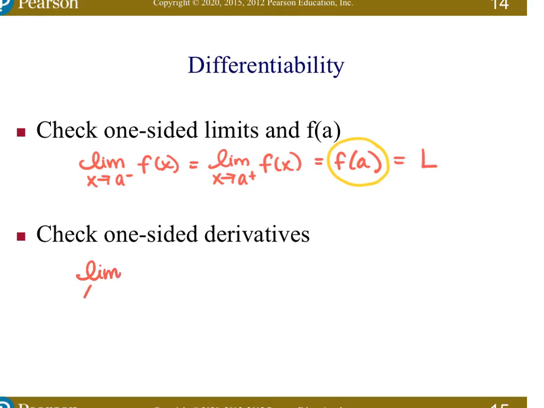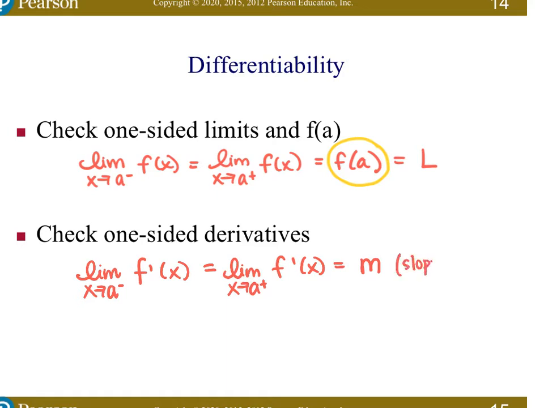In a derivative, you're still checking approaching a from the left, but this time you're checking f prime. And then you would also check the limit approaching a from the right of f prime. And the two of those things should be equal to the slope value m. So for checking the limits, there are three pieces to check that all have to be equal to L. But for derivatives, there's only two pieces to check, and they need to be equal to the same value of m for the slope.